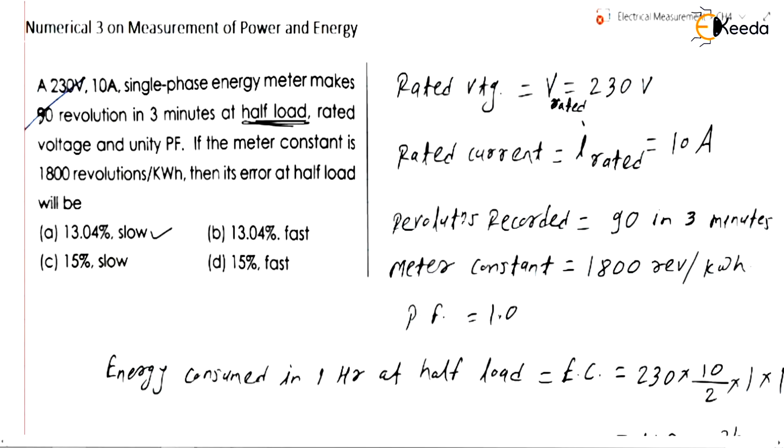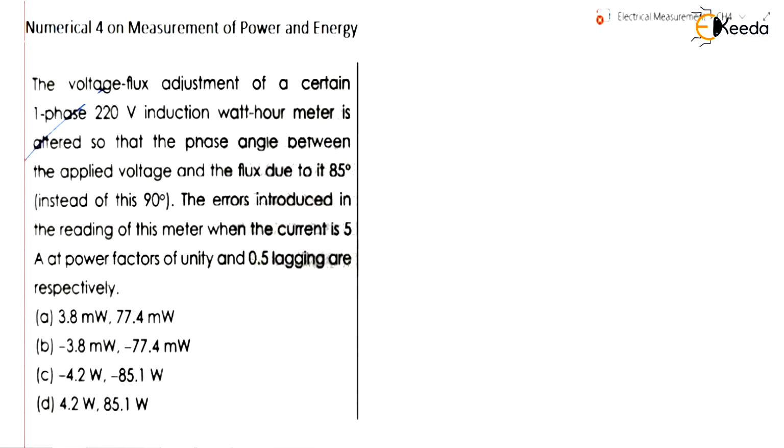This is about numerical number 3. We are going to discuss numerical number 4 on the measurement of power and energy. So let us read the numerical. The voltage flux adjustment of a certain single phase 220 volt induction watt hour meter is altered so that the phase angle between the applied voltage and flux due to it is 85 degree instead of 90 degree, meaning delta is given directly. The errors introduced in the reading of this meter when the current is 5 ampere at power factors of unity and 0.5 lagging are respectively. They have asked two questions, a very simple question.